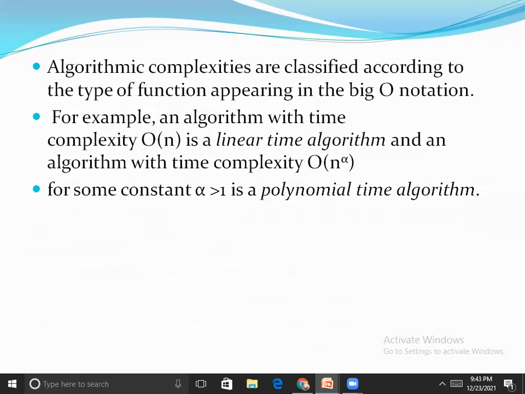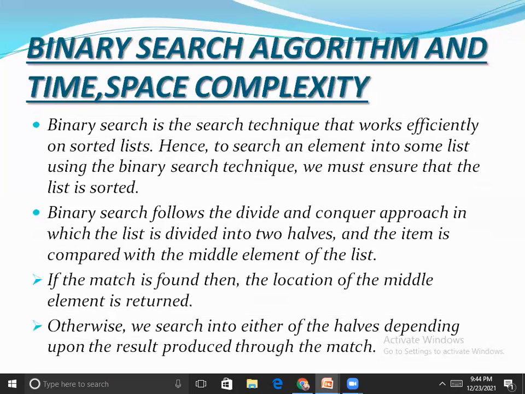Algorithmic complexities are classified according to the type of functions appearing in the big O notation. For example, an algorithm with time complexity big O of n is a linear time algorithm, and an algorithm with time complexity big O of n power alpha for some constant alpha greater than 1 is a polynomial time algorithm. Next, binary search algorithm and time and space complexity.